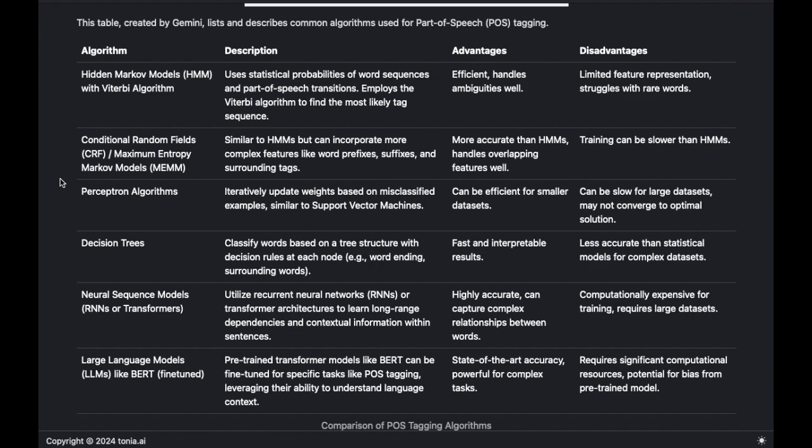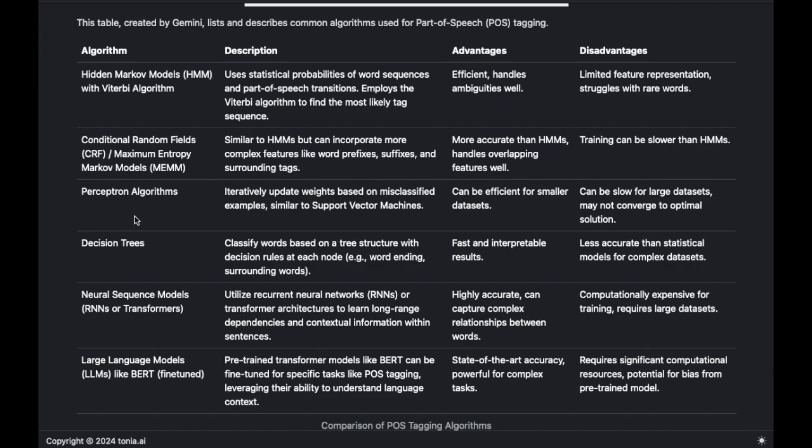Next is the conditional random fields or maximum entropy Markov models. These are similar to HMMs but can incorporate more complex features, including things like word prefixes, suffixes, and the surrounding tags. This becomes more accurate than HMMs as it handles overlapping features well, but the training can be slower. So there's always a trade-off there with your advantages and disadvantages.